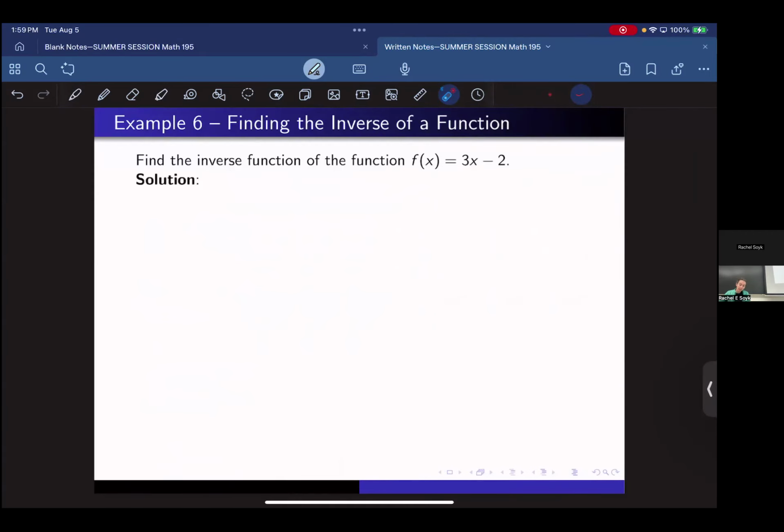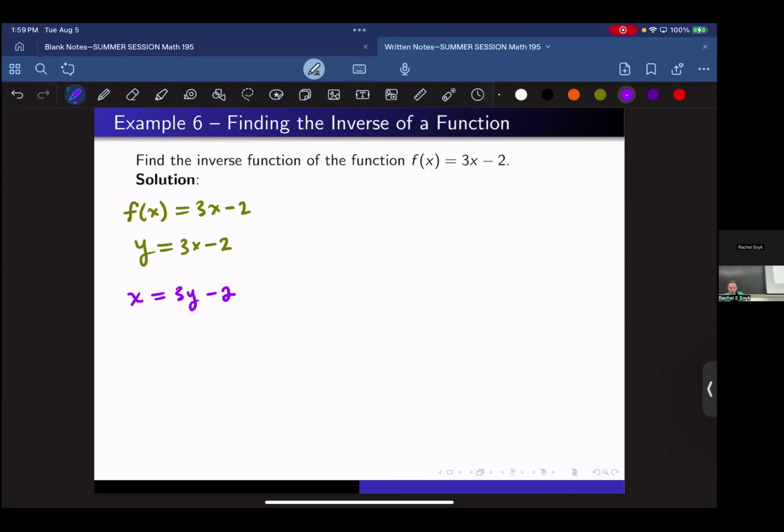So let's practice that example again, except now we're dealing with a much more straightforward function. No fractions. We are given f of x is equal to 3x minus 2. This is the same as y is equal to 3x minus 2. Now we want to swap. So we're looking at x is equal to 3y minus 2.